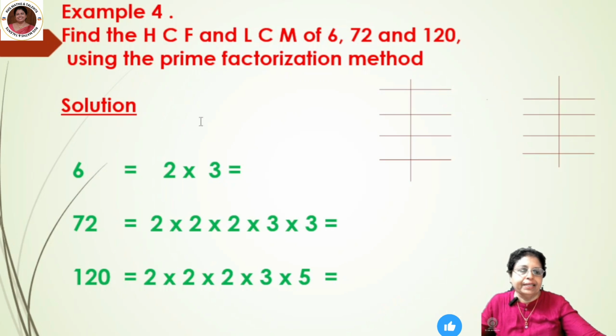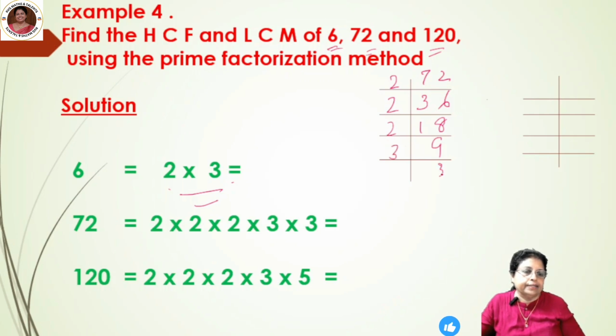Next example. Find the HCF and LCM of 6, 72 and 120 using the prime factorization method. We have to find HCF and LCM of 6, 72 and 120 by prime factorization method. So 6 can be factorized like this, 2 times 3. And what about 72? 72 can be factorized. It is divided by 2, you will get 36. 36 is divided by 2, you will get 18. 18 is divided by 2, 9. 2 9s are 18. Then 3 3s are 9.